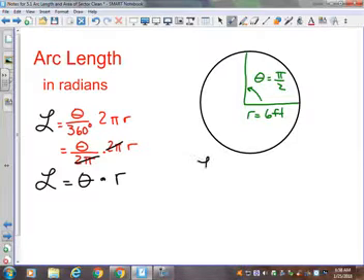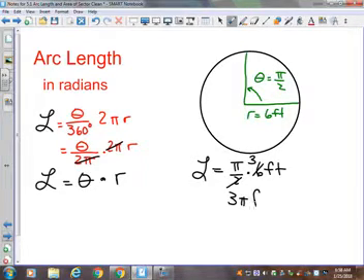So when I do L, I'm looking at just theta times r. So pi over 2 times 6 feet. The 2 will go into 6 3 times, so my answer is 3 pi. This is the easiest of the four formulas because you're just multiplying two things together and you're done. It's not real complicated to work with arc length in radians.